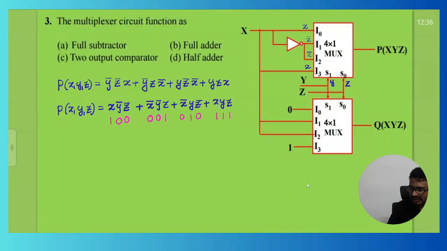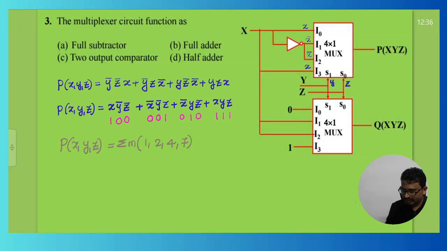So from this we can say the things now here. This will come to be A. So this is P of X, Y, Z. This will come to be A. Tell me the minterms here. So the minterms are 1, 2, 4, and 7.